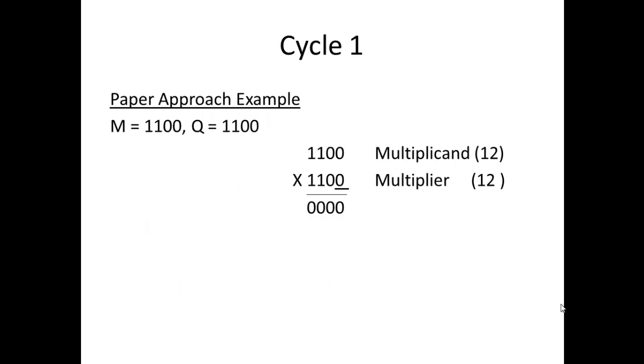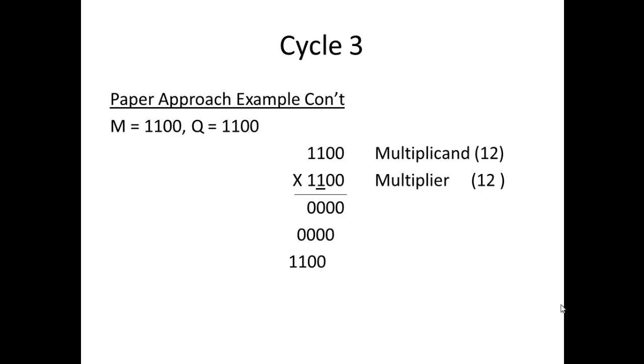Here is a paper approach example. We will be multiplying 12 by 12. In this first cycle, the multiplier bit, which is on the line, is 0. Hence, the partial product result at the bottom is also 0. In the second cycle, the multiplier bit is also 0. Hence, the same result. But notice the new partial product has shifted to the left.